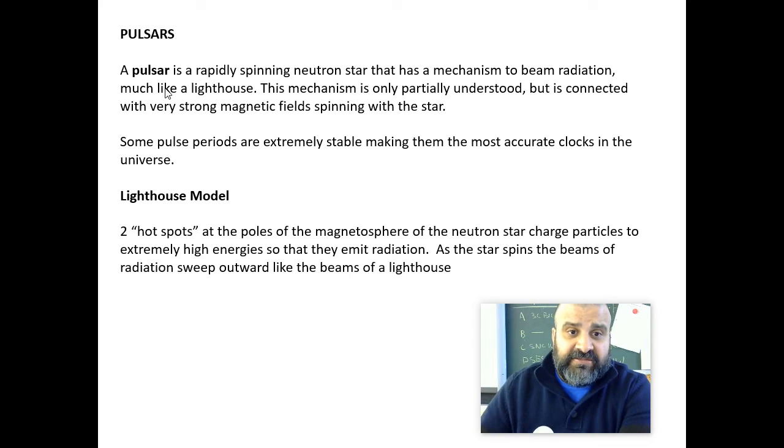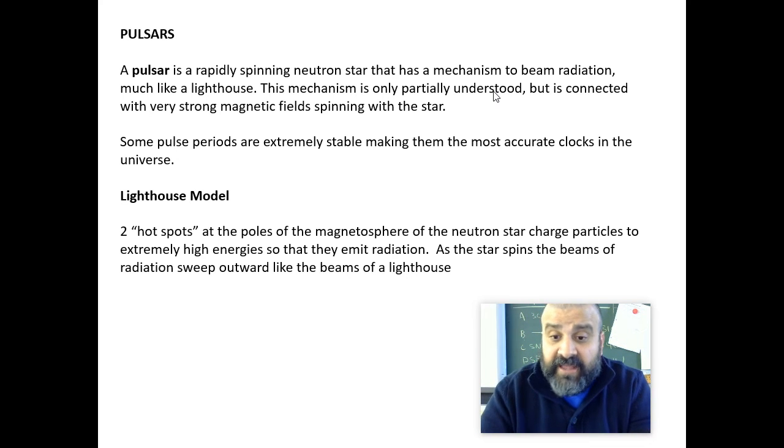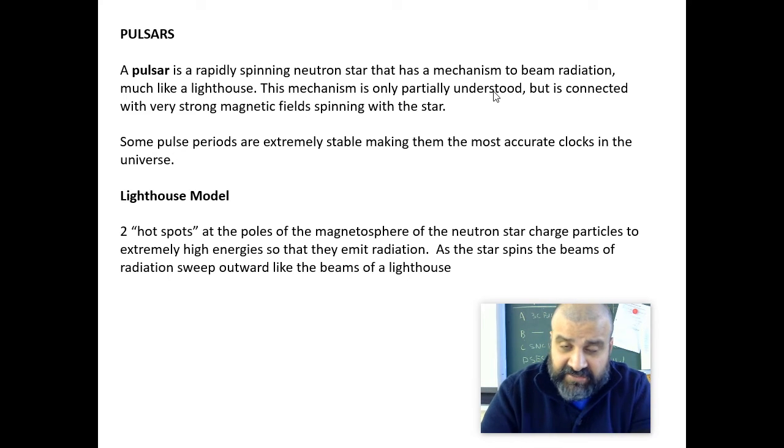So a pulsar is a rapidly spinning neutron star that has a mechanism to beam radiation. So these beams of radiation are coming out of the North and South Pole, and it looks like a lighthouse, essentially. We've got these beams of radiation coming towards us. We don't quite understand what causes it, right? There are no neutron stars nearby for humanity to study. We can just see them in outer space with our most powerful telescopes, and we can detect the pulsing of the radiation.